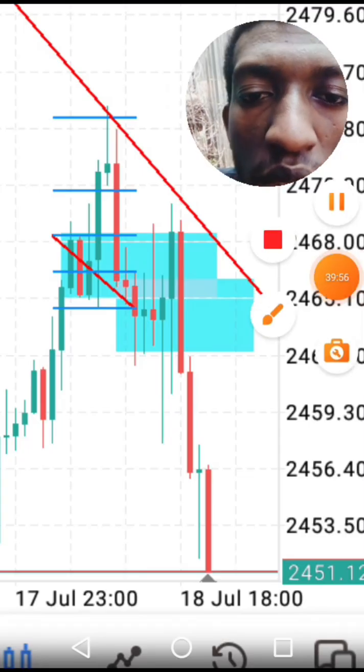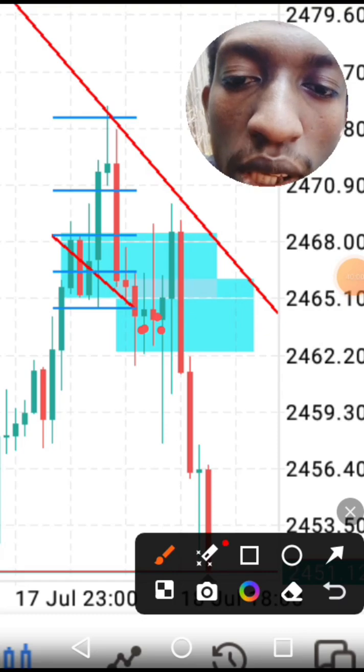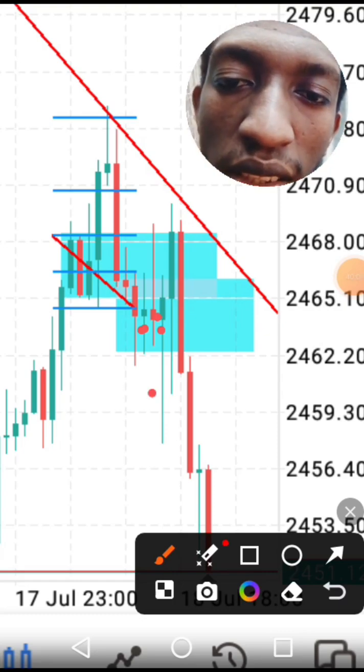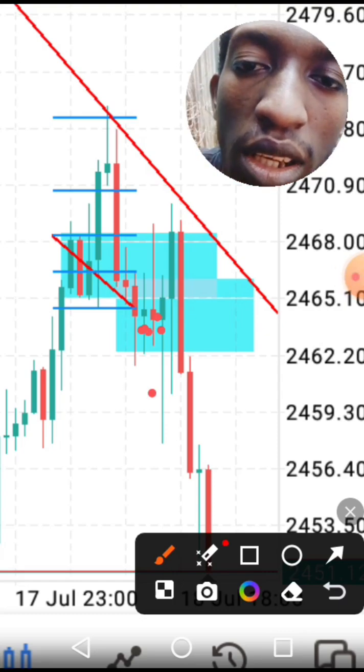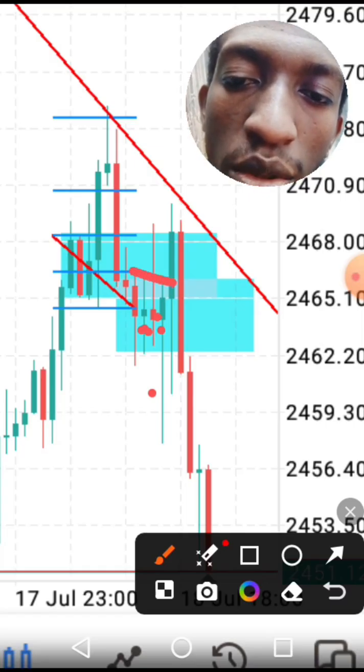And then next, what happened? We formed this black box. Bam, bam, bam. These three candles. We broke. Then in this case we're going to use the wicks, okay? So you will use the second highest wick and the second lowest wick, this one.